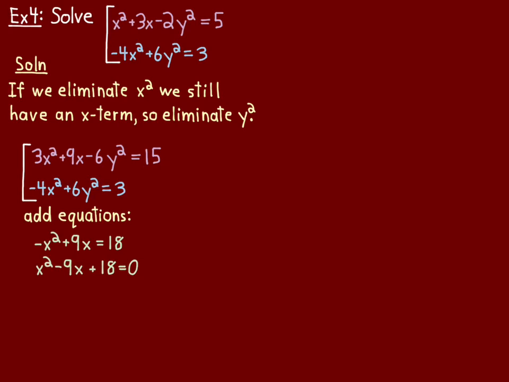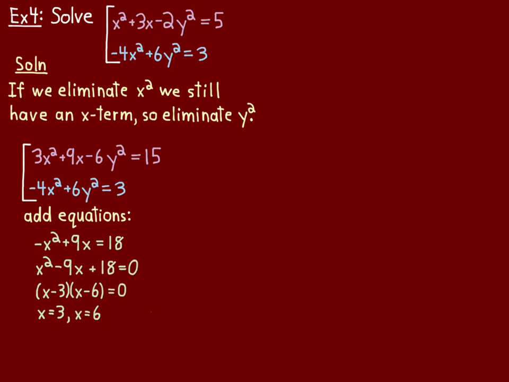Multiplying everything by negative 1 and pulling the constant, which would then be negative 18, over to the left side of the equation, becoming a positive 18, we get x squared minus 9x plus 18 equals 0. And when we factor that, we get the quantity x minus 3 times the quantity x minus 6 equals 0. And that gives us x equals 3 or x equals 6.